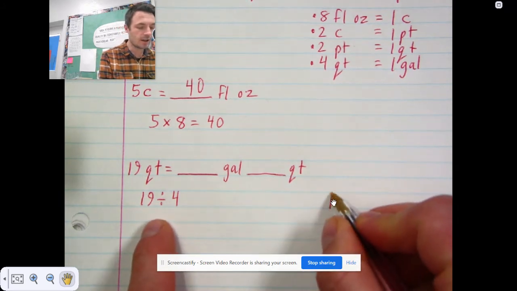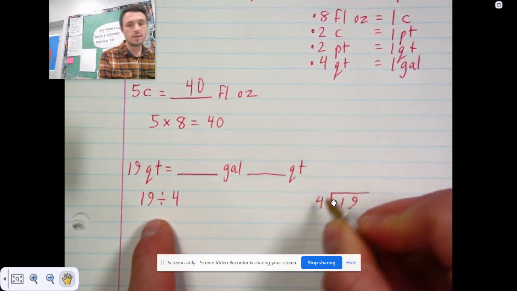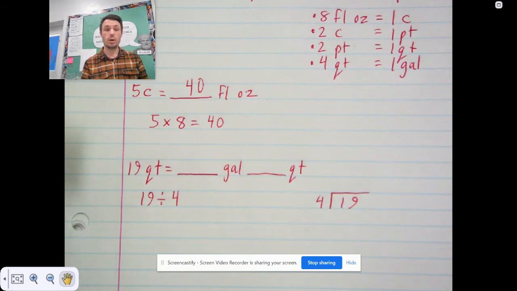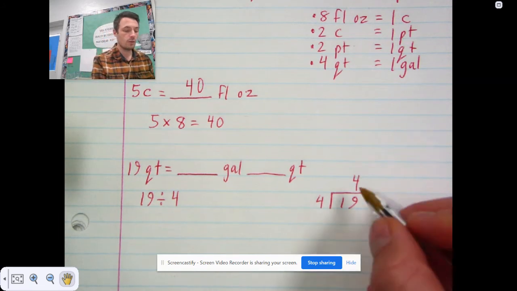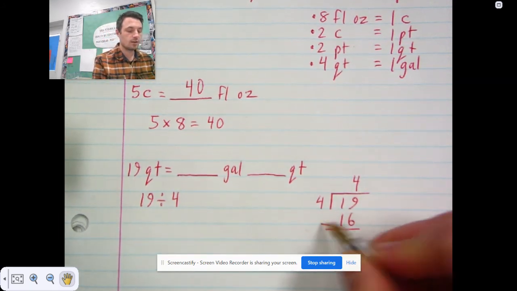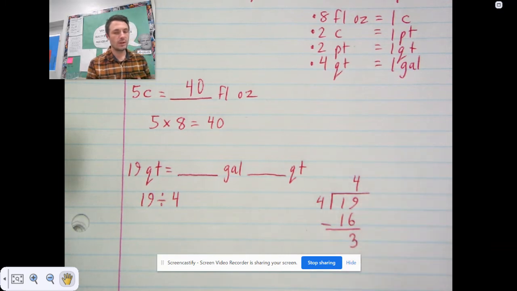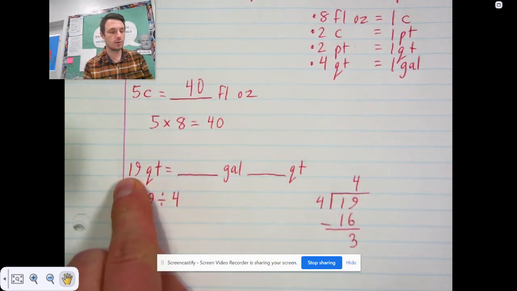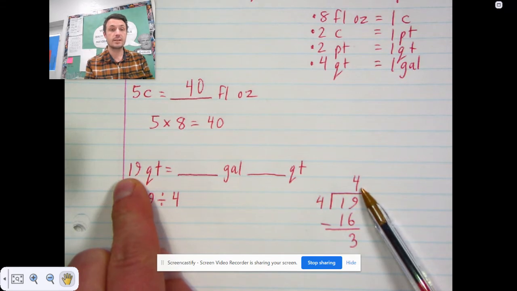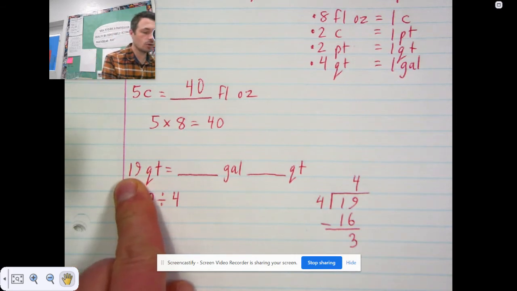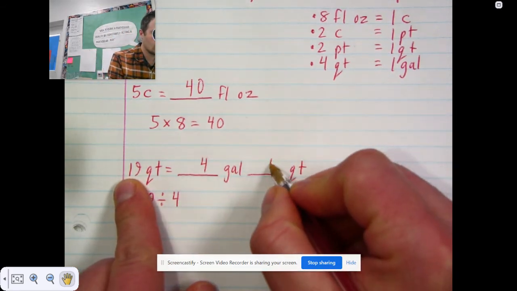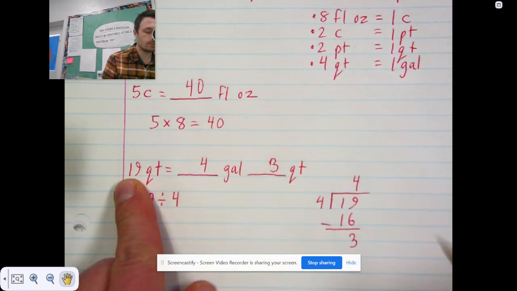Now you probably want to set that up as a long division problem. 19 divided by 4, and 4 times 4 is 16. 4 times 5 is 20. That's too big, so we go back to 4 times 4, which means 4 can fit into 19 4 times. Now 4 times 4 is 16. 19 minus 16 is 3. So what this means is, if we have 19 quarts, we can get 4 gallons out of those quarts with 3 quarts left over. So 19 quarts is 4 gallons and 3 quarts.